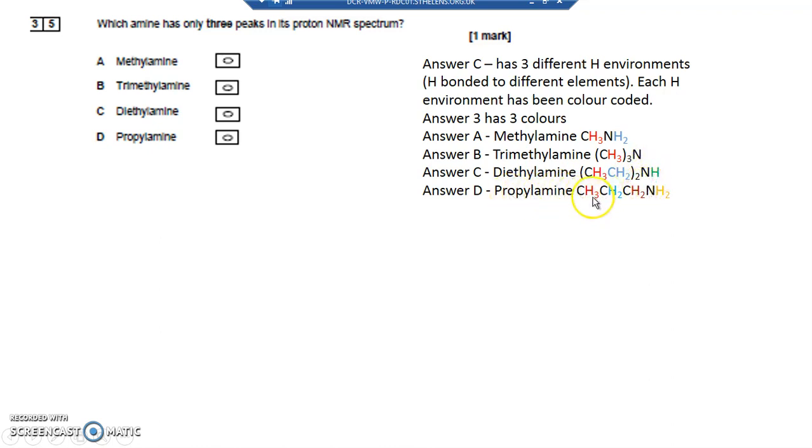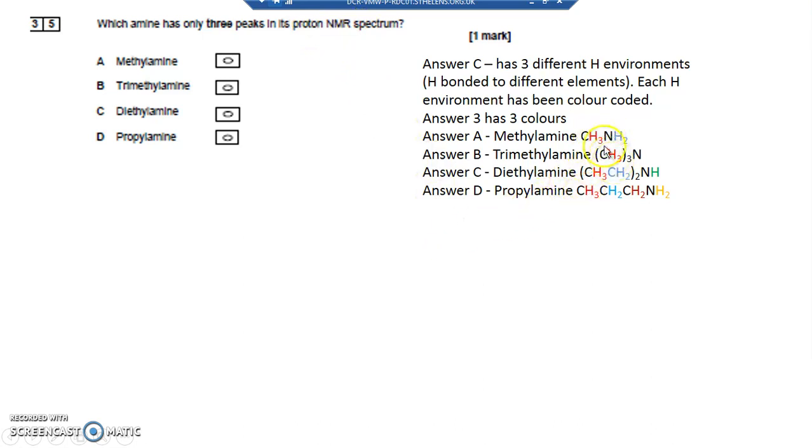And the propylamine has got 3 carbons in a row, bonded to the N, and the N then has got a propyl group and then 2 H's. The H's contribute as well to the proton NMR, so let's count up the number of different hydrogen environments.